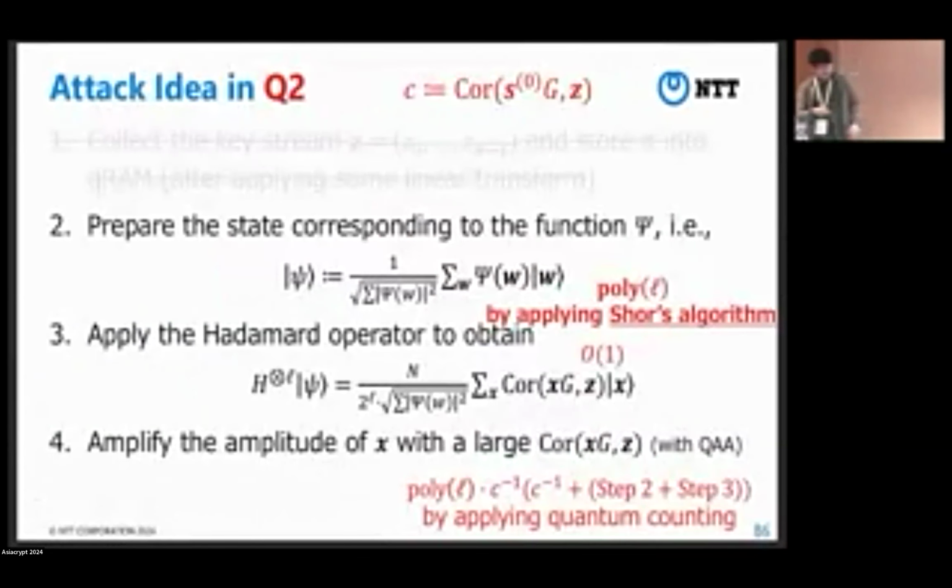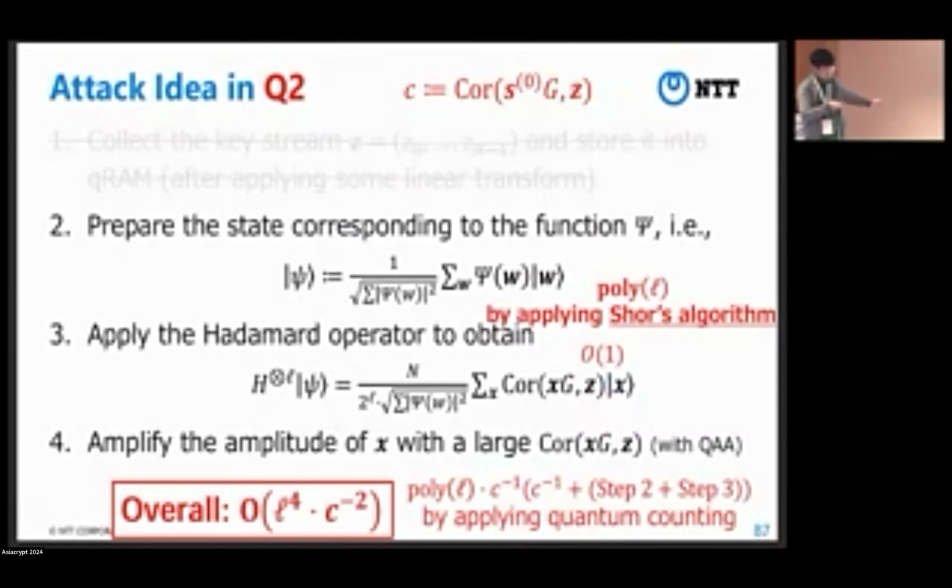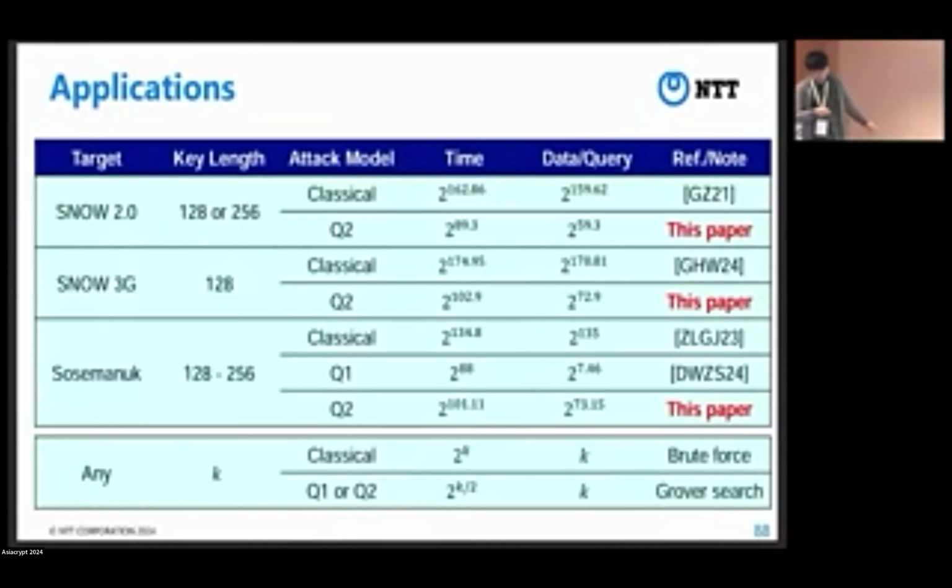In any case, the second step can be done in polynomial time, and the overall complexity becomes like this. We applied this algorithm to some ciphers, and especially for the 256-bit version of SNOW 2, we observe the first quantum dedicated attack that is faster than the exhaustive search. We also achieved some interesting quantum speedup for other ciphers.